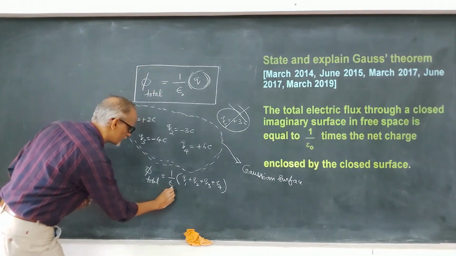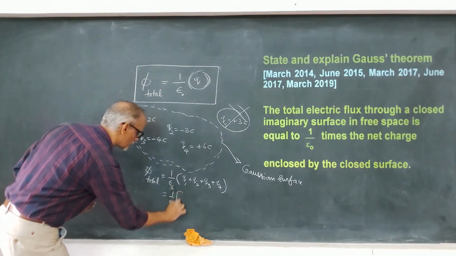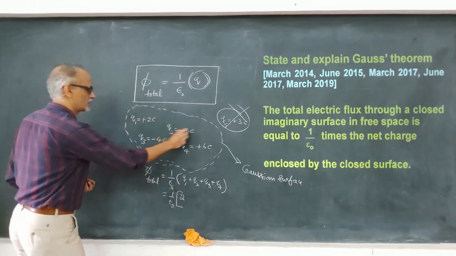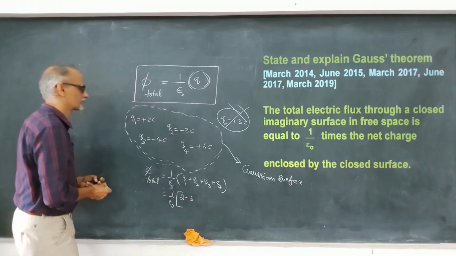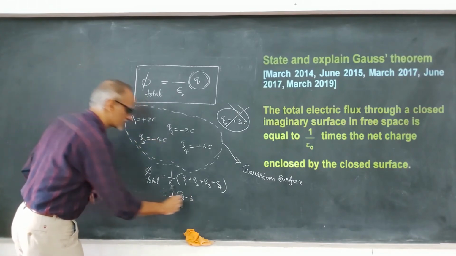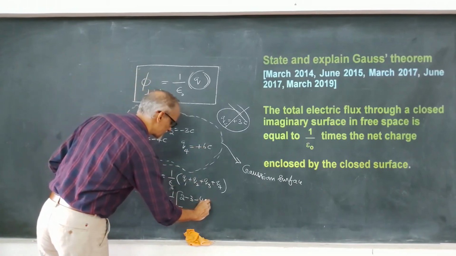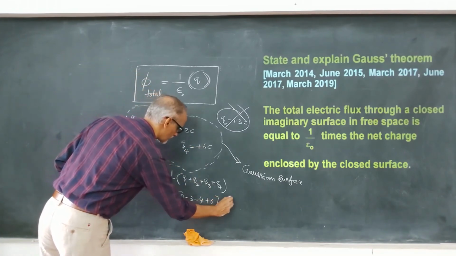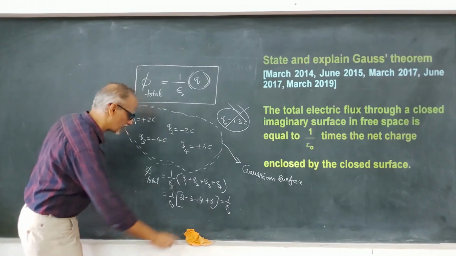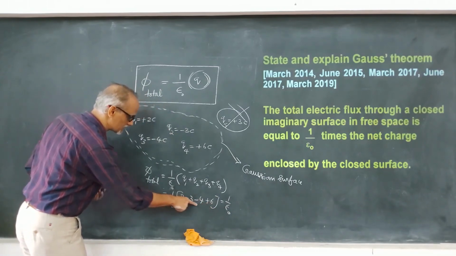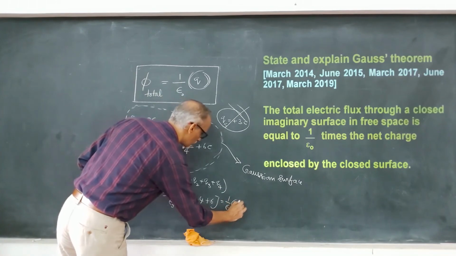So let's substitute 1 by epsilon naught. What's Q1? It's 2. What is Q2? Minus 3. What is Q3? That's minus 4. What is Q4? It's plus 6. Plus 6. That's 1 by epsilon naught. So we have 6 and then 2. That's 8. And 8 minus 7 is plus 1. Correct?